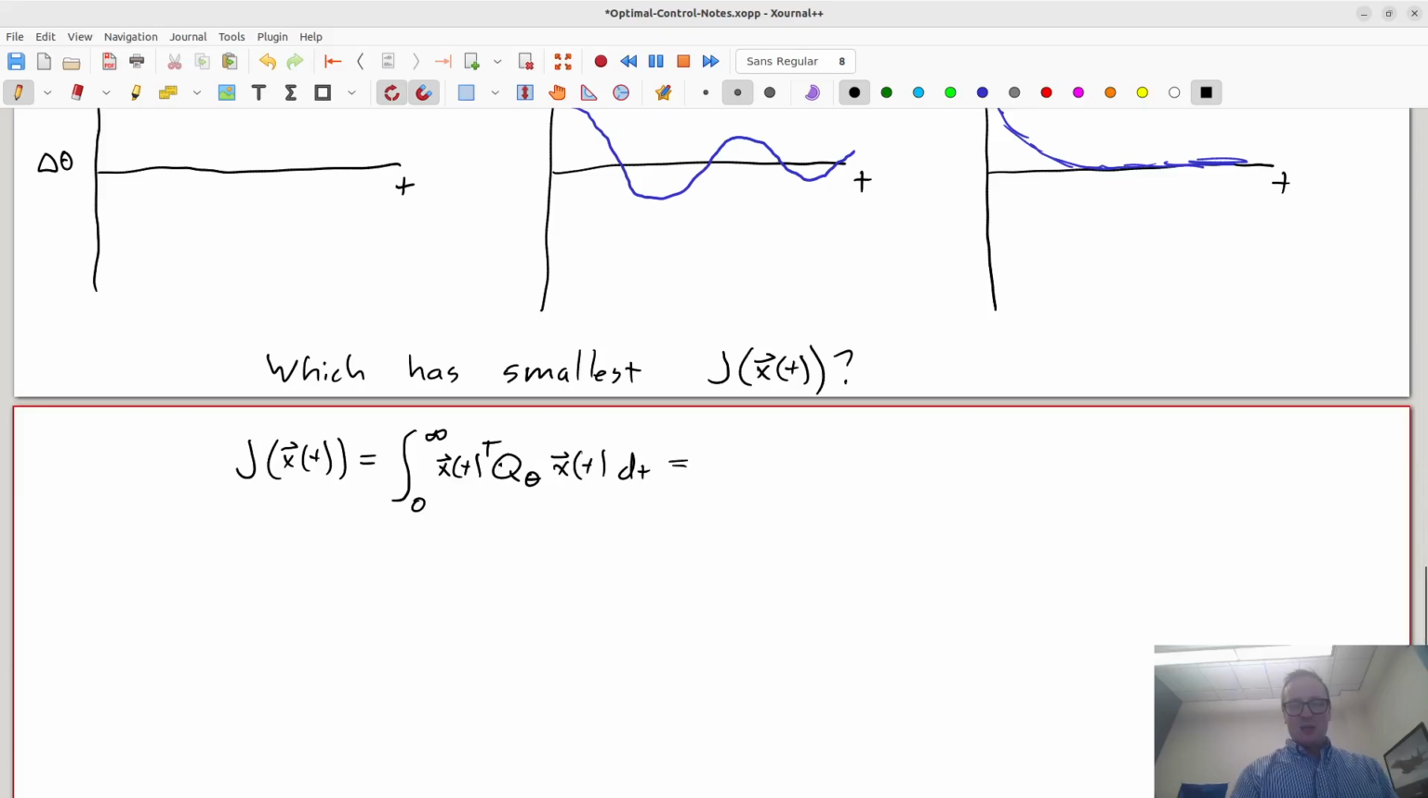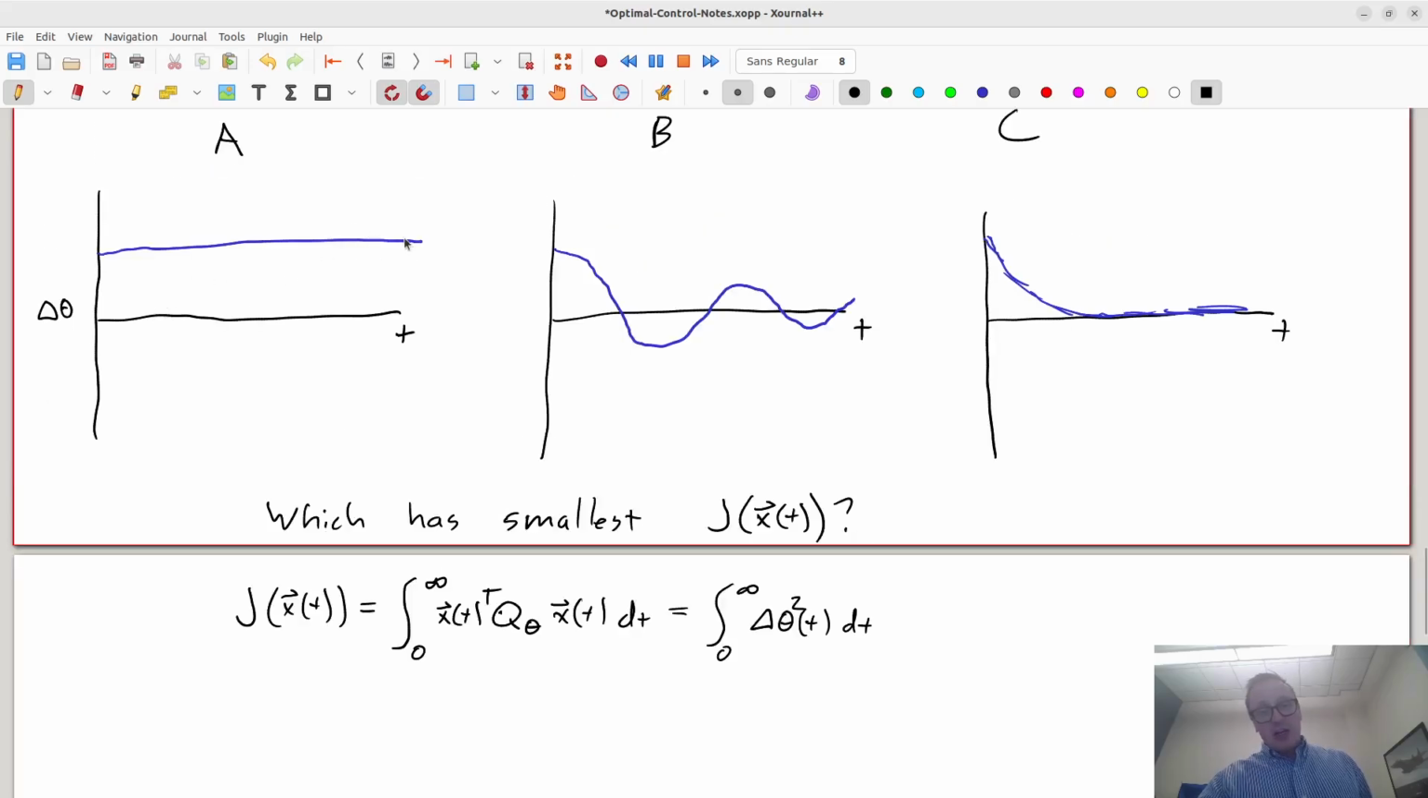So this is going to be equal to the integral from 0 to infinity of 1, little q theta, is 1 times delta theta of t squared dt. So you can think of the objective function as being kind of an integral, the area under the curve of the displacement delta theta squared. So it's not exactly equal to the area under the curve. It's like delta theta squared multiplied by dt and the integral of that.